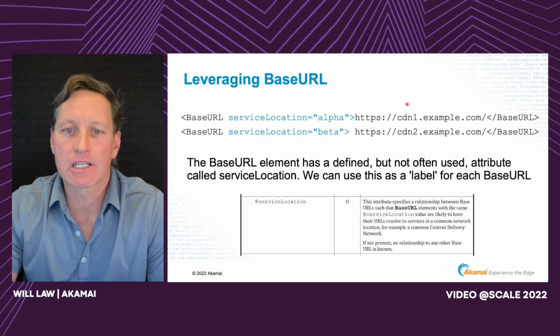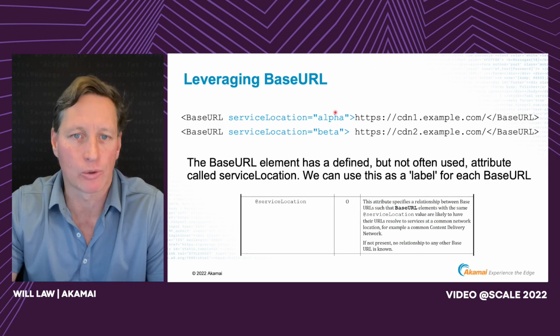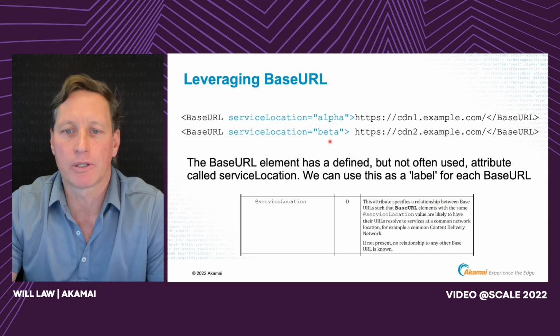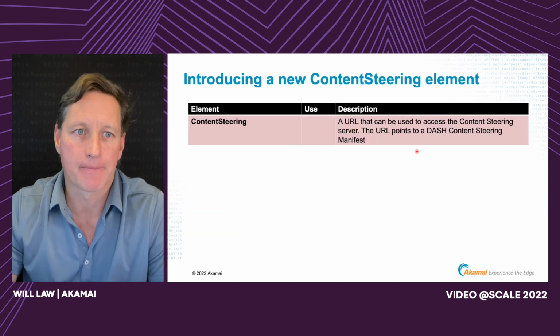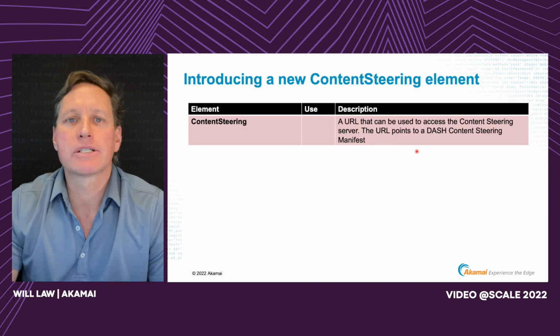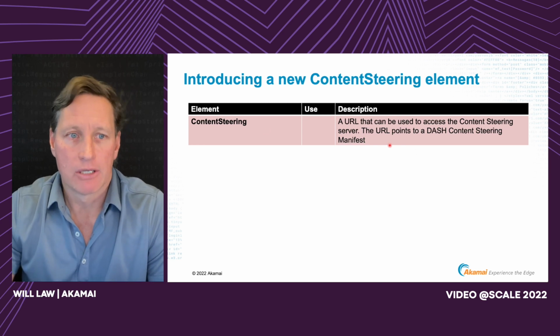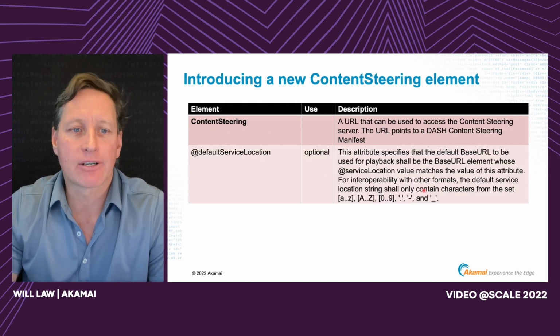So if I add service location here, I've called the first CDN alpha, and the second one I've called beta. This will allow us to differentiate between these two base URLs in our content steering. And then we're going to add a new content steering element to Dash. So it's called content steering, and it's got a number of attributes.